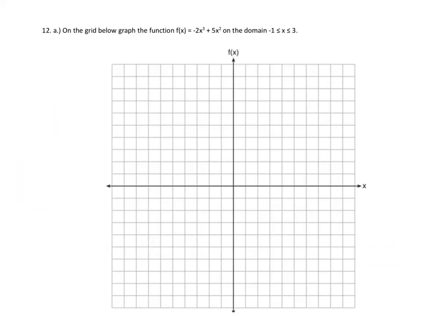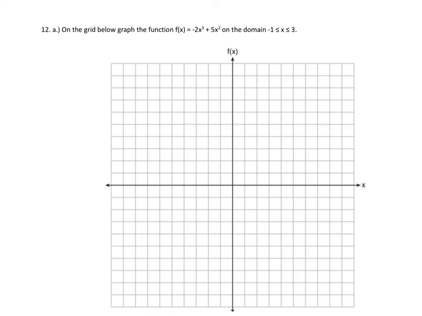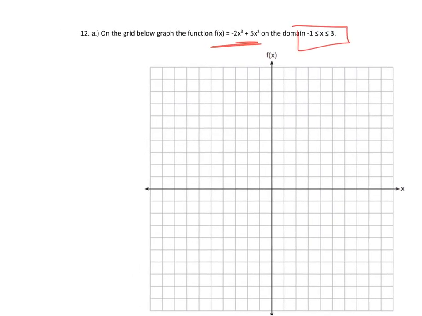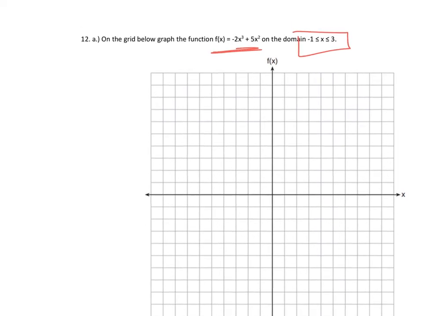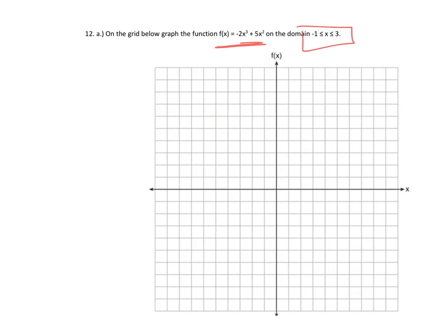Your final question asks you to graph this function, f of x, on this interval. Now this is really important. They only give you that interval, so you cannot graph outside that interval. So you don't want any arrows on your graph at the ends. So I'm going to make my table just for those values from -1 to 3.